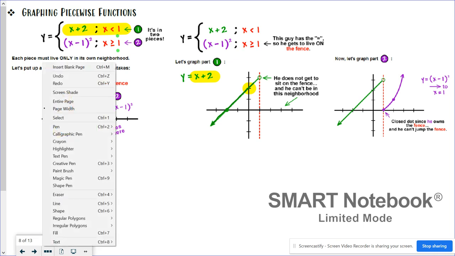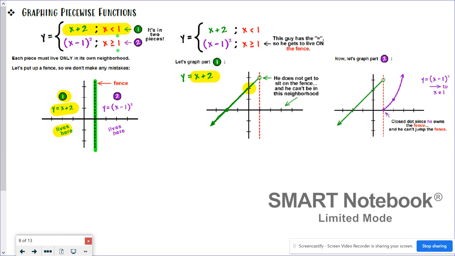And then you have to figure out what's happening at the fence. And so they have an open circle where the line meets the fence. And the reason why it has an open circle there is that x is simply less than 1. It's not equal to 1. If it was equal to 1, it would be solid. But it's not, so I'm keeping it open. So that first part is done, and I'm ready to graph part 2.